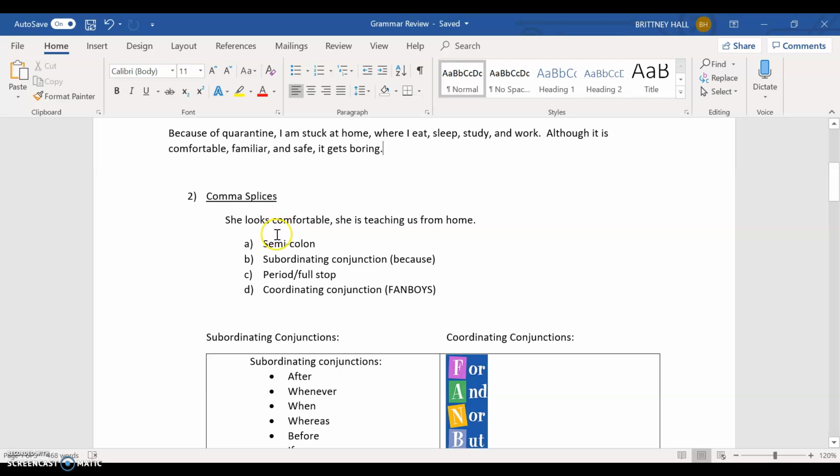If you look at the list of options below, these are what we could do instead of using the comma here in this spot, right? She looks comfortable, she is teaching us from home. This is wrong. I can change this to a semicolon.